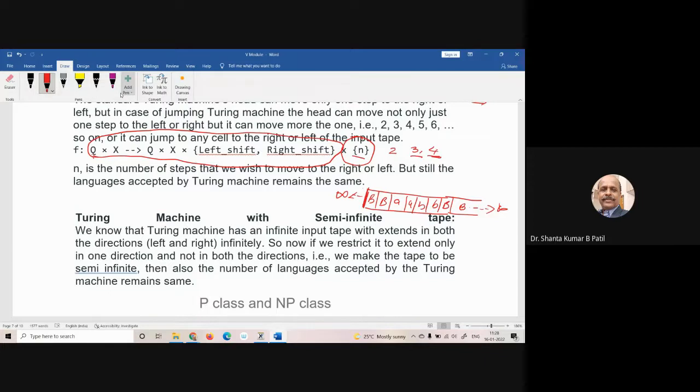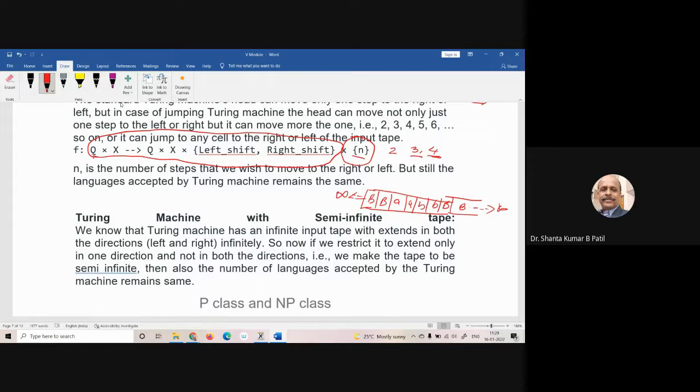I hope you people are making the difference between the standard Turing machine and the Turing machine with the semi-infinite tape. In the case of the standard, on both sides you can store infinite symbols. Whereas in the case of the semi-infinite Turing machine, one end is closed. You cannot store symbols on this side; there is no tape there, so it is terminated on the left hand side. Only open infinite cells are there on the right hand side. Such a Turing machine we call semi-infinite.